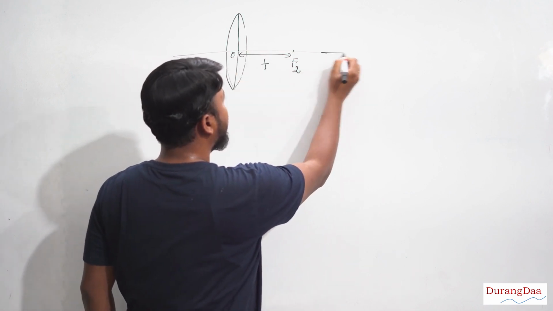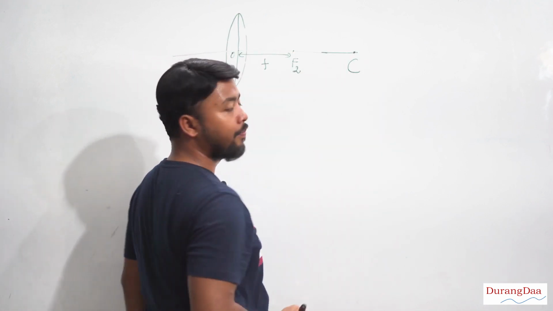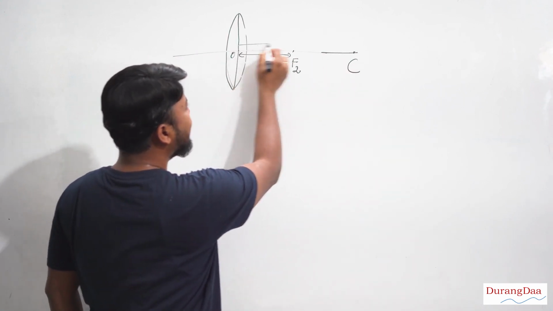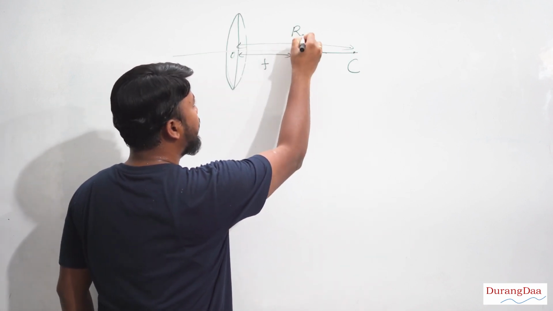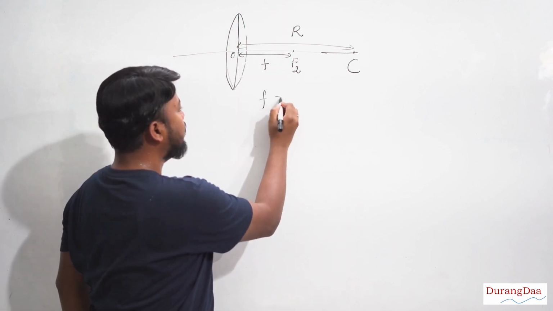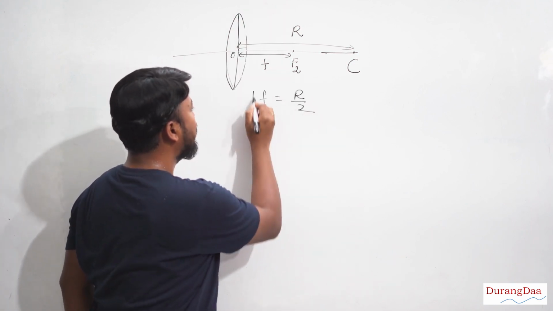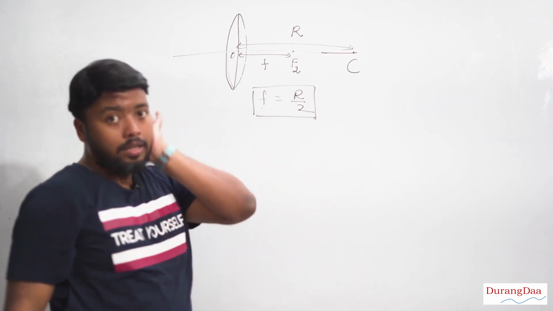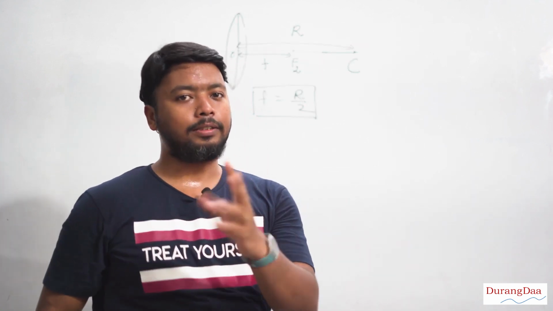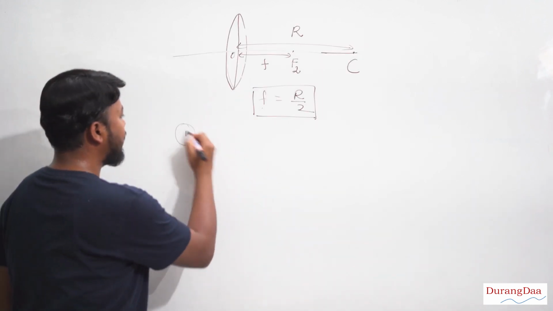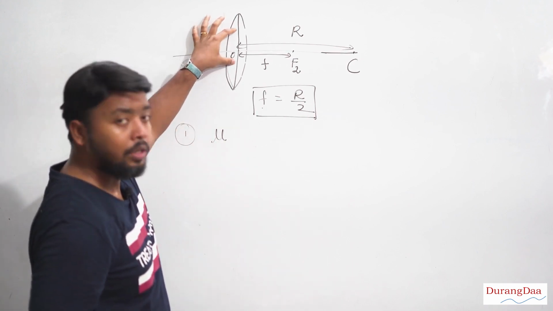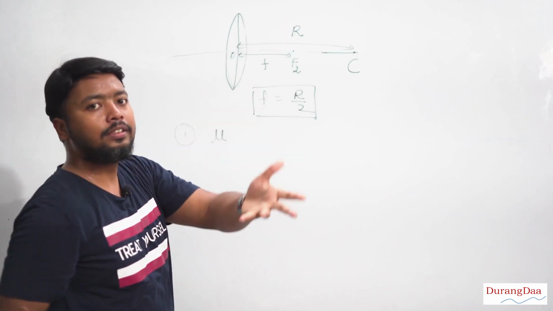One more technical term we did was the center of curvature. Suppose see the center of curvature here. The distance of the center of curvature from the optical center, we denote it by capital R. This is the radius of curvature, and focal length is actually half of the radius of curvature. Now, this small f, the focal length of a lens, will depend upon two factors. The first factor is the refractive index of the material of the lens with respect to the medium in which the lens is placed.